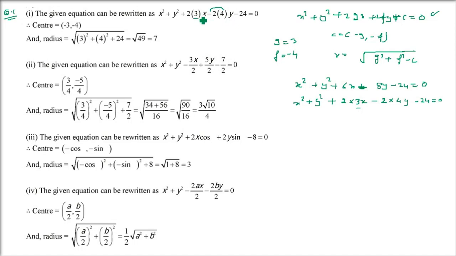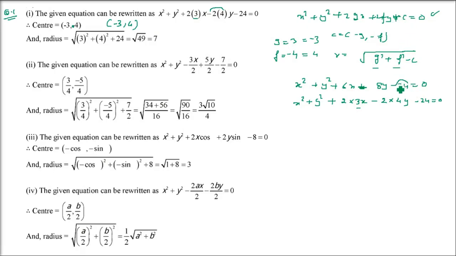The center is minus g and minus f, not g and f. So minus g is minus 3, and minus f, minus of minus 4, will be 4. So the center is minus 3 and 4. It's clear now. Coming to the radius.